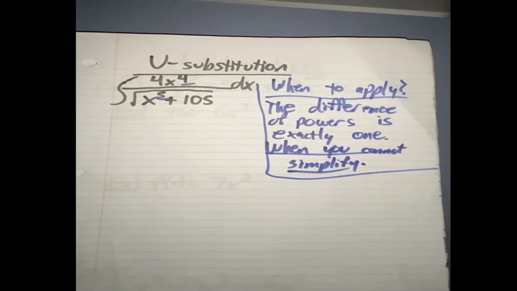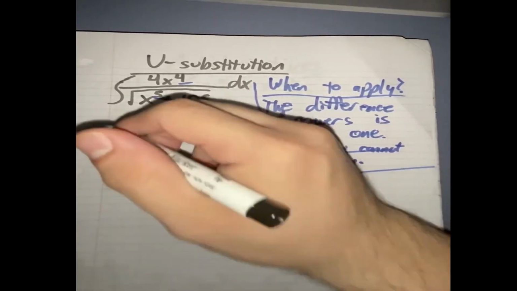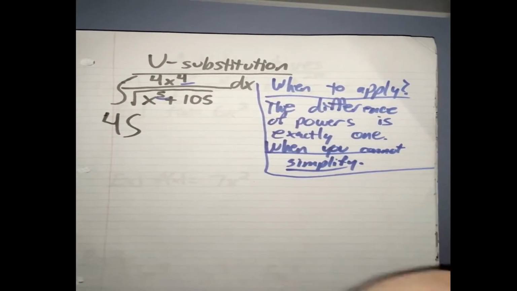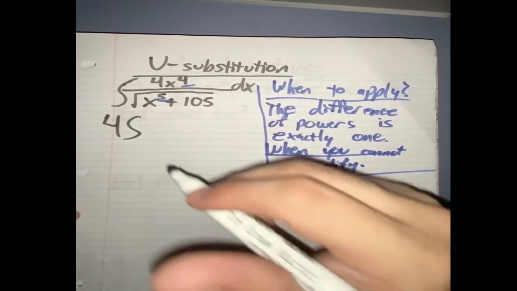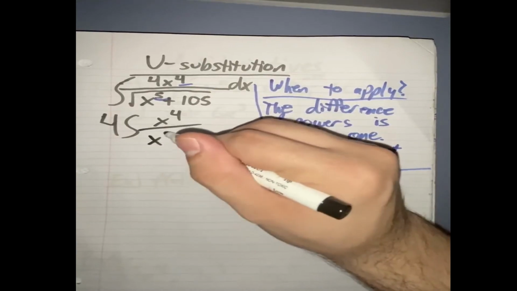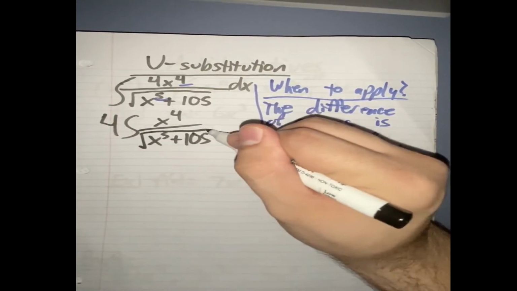So for this function, the first thing we're going to do is pull out the 4, because we don't need it for solving this, and it makes it a lot easier every time you pull out a constant. So the function that we're going to look at is x to the 4th divided by x to the 5th plus 105 inside a square root.